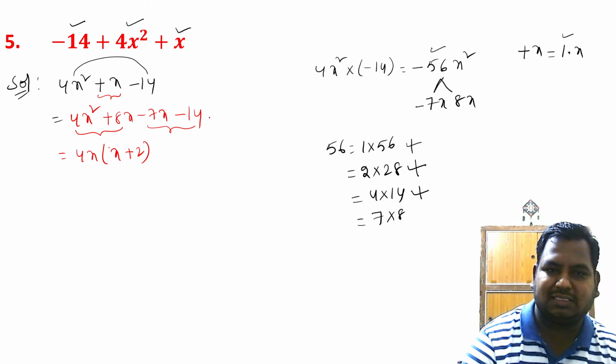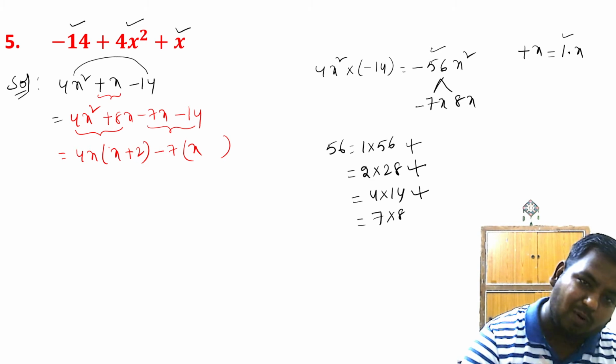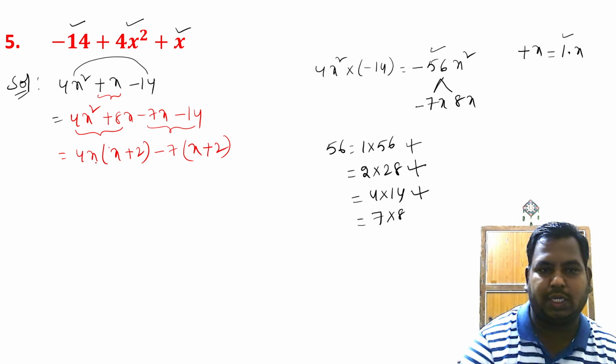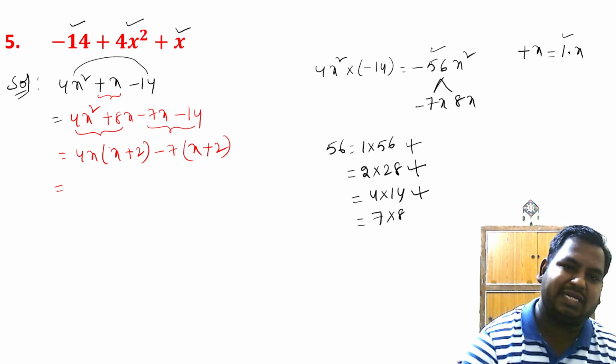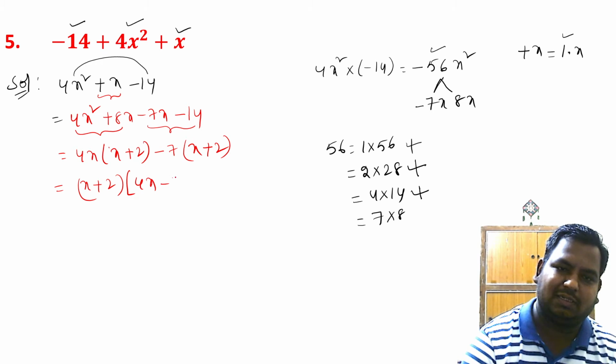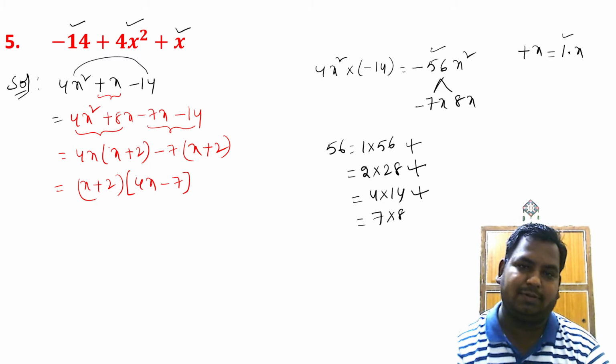We have minus 7x, minus 14. I can take minus 7 common here. Minus 7 into what is minus 7x? It's x. Minus 7 into what is minus 14? It's plus 2. Okay. In the first term we have x plus 2. In second term also we have x plus 2. We can take x plus 2 common. X plus 2 into what is first term? It's 4x. X plus 2 into what is second term? It's minus 7. We got the factorized form of the given polynomial.